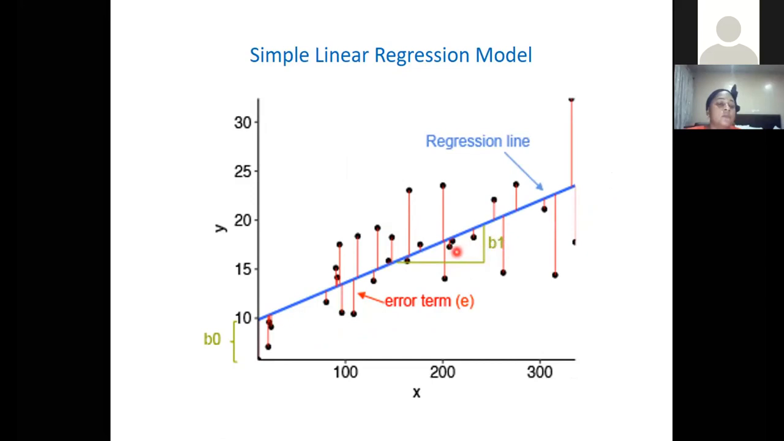So you can now see that the slope, B1, is the change in Y per unit change in X. Let's say from here to here is a unit change in X. The change in Y would be B1, which is the slope. B0 is the intercept, the value of Y when X is equal to 0, where the graph crosses the Y axis. It's just explaining what I've said before.